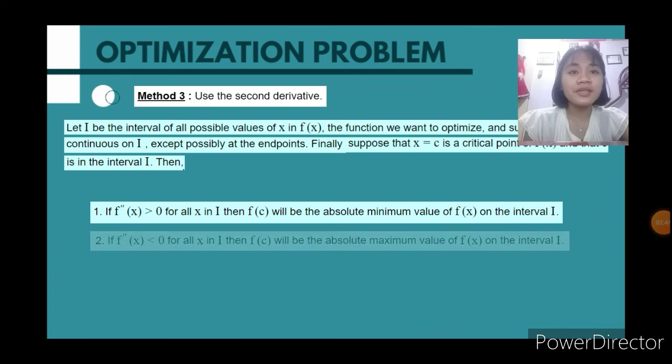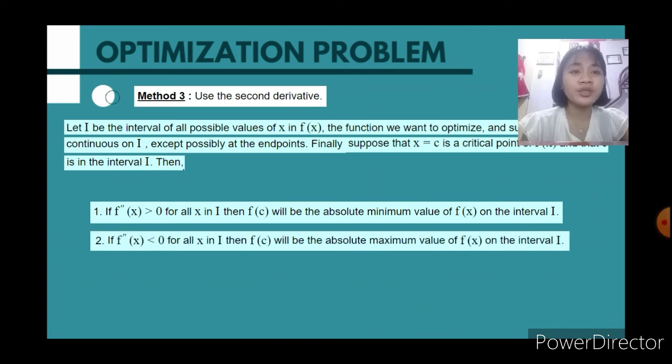Next naman tayo sa method 3, which is using the second derivative. Dito naman, if the second derivative of f(x) is greater than 0 for all x in I, then the function f(c) will be the absolute minimum value of the function f(x) on the interval I.